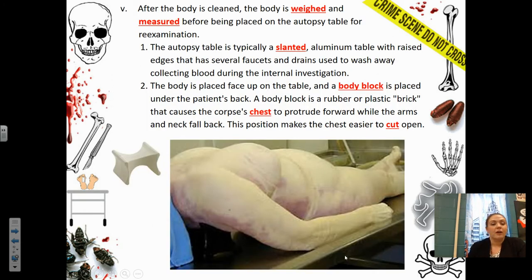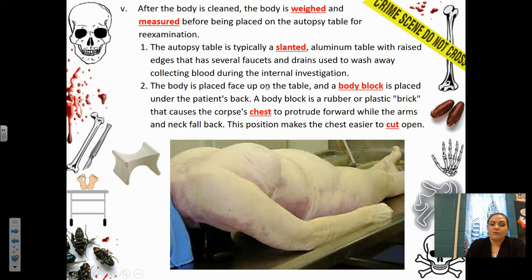After the body is cleaned, the body is weighed and measured before being placed on the autopsy table for examination. Now, these tables are typically slanted like this. It's an aluminum table, so it's a metal table with raised edges that has several faucets and drains used to wash away any collecting blood during the internal examination. So you can see it's kind of like a very shallow little metal tub that has a drain at the bottom, and faucets that they can spray things down with.